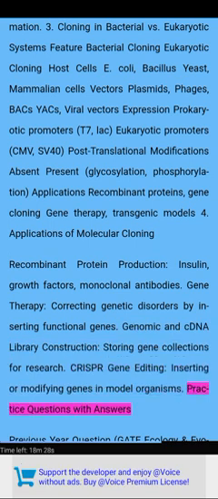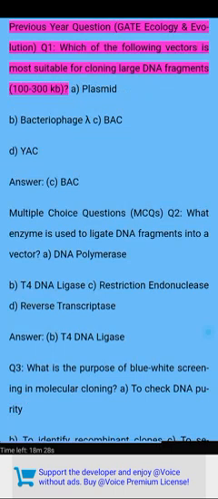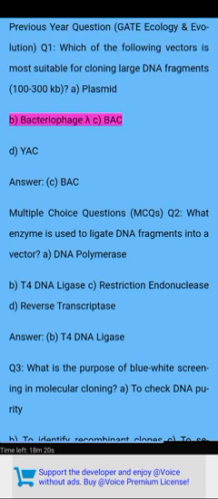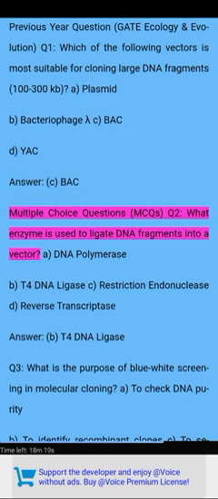Practice questions with answers. Previous year question, Ecology and evolution. Q1. Which of the following vectors is most suitable for cloning large DNA fragments, 100-300 kilobases? A. Plasmid. B. Bacteriophage lambda. C. BAC. D. YAC. Answer: C. BAC.